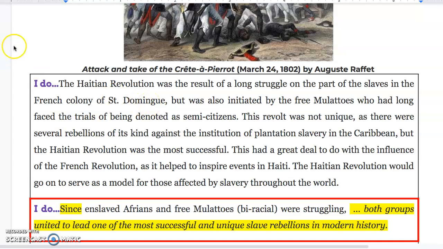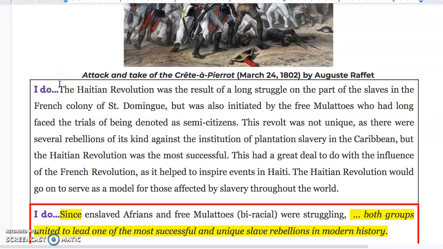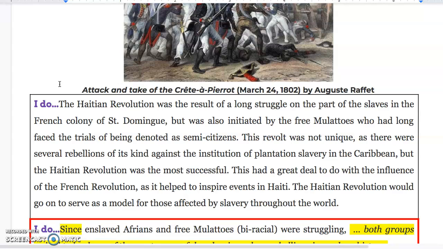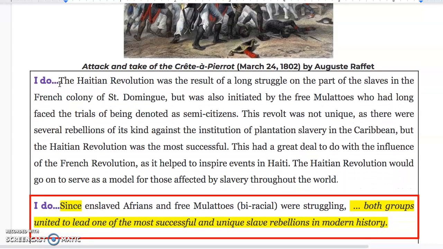Okay. So the reading, first of all, is what caused the Haitian Revolution. So we have, the Haitian Revolution was the result of a long struggle on the part of slaves in the French colony of Saint-Domingue, but was also initiated by the free mulattoes who had long faced the trials of being denoted as semi-citizens. This revolt was not unique, as there were several rebellions of its kind against the institution of plantation slavery in the Caribbean, but the Haitian Revolution was the most successful. This had a great deal to do with the influence of the French Revolution, as it helped to inspire events in Haiti. The Haitian Revolution would go on to serve as a model for those affected by slavery throughout the world.